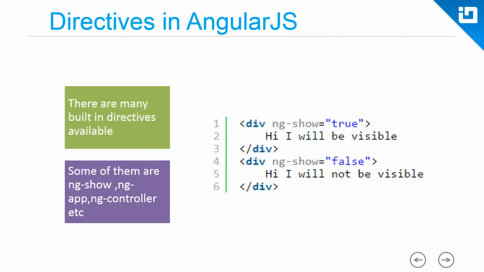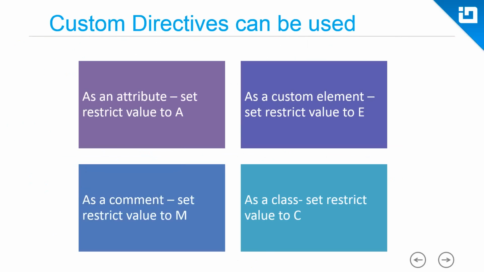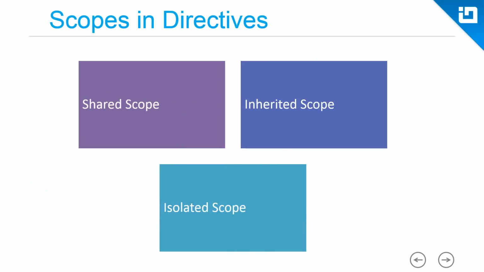So we have been seeing directives, like if you use an ng-show directive with a div, and if that value is true, it will either show that particular div or not. So we can say that a directive gives a special meaning to your HTML element, or it creates a new element. Directives can be used as an attribute, as an element, as a comment, or as a class.